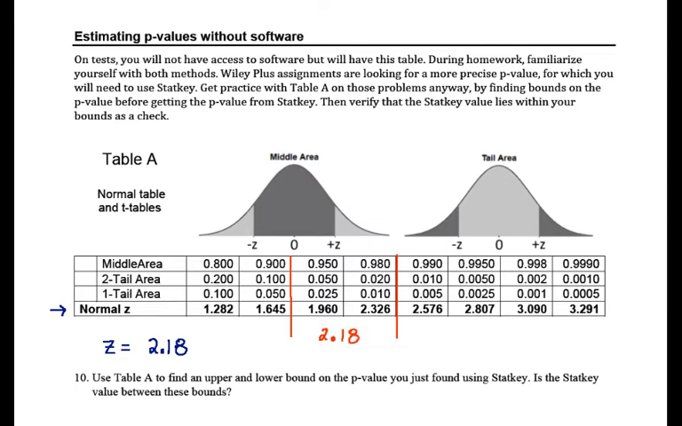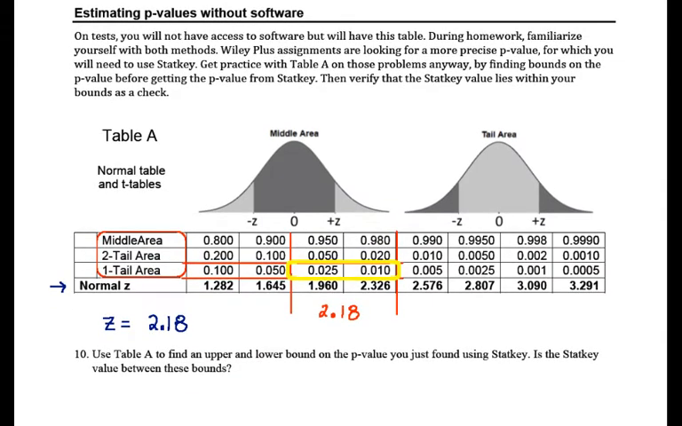Now, as we read upwards, we want to look at the labels over here on the left. Out of middle area, two tail area, and one tail area, it seems like one tail area is what we want. And so I'm going to come over from one tail area and find that intersection. Therefore, these are the two values that I know my p-value is between.